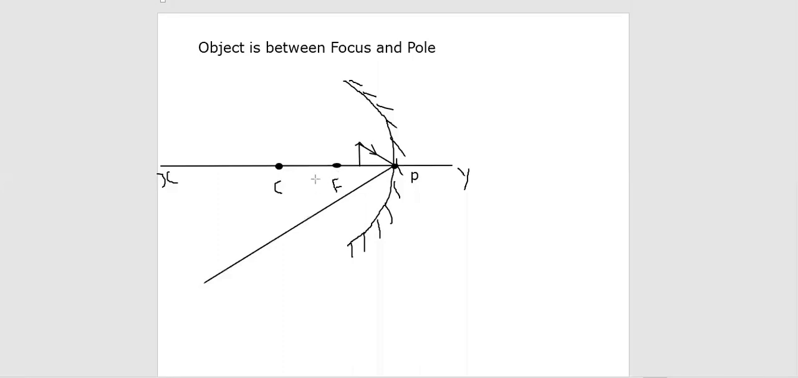Done. Now you can see another ray of light is there. Suppose consider another ray of light is there, and that ray of light is passing through center of curvature. It is hitting the object. That ray of light is passing through the center of curvature, and it is hitting the concave mirror. What will happen in the sense? It will take the same path from where it is coming.